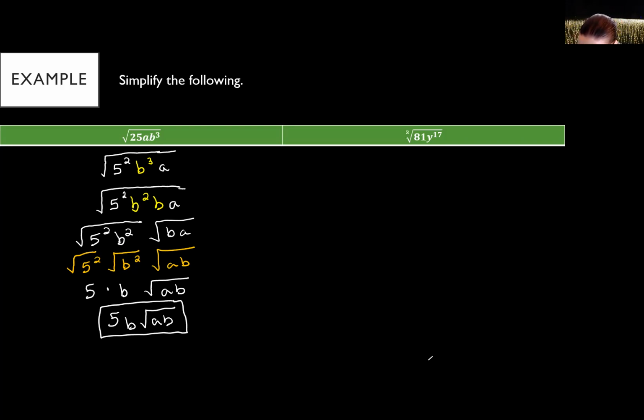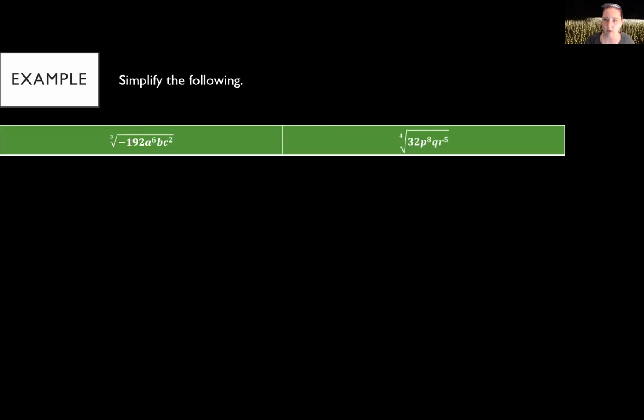So we've got 6 minutes. I'm going to skip to my next slide because I want to do a different one here, since I don't have a lot of time. So let's do the one on the left, the cube root of negative 192 a to the 6th b c squared. A negative is okay when you have an odd exponent. So the 3 is odd, so that's okay to have a negative there. And that's going to tell us we're going to have a negative on the outside. Just remember that if you have a negative inside a radical with an odd index, your answer will be negative.